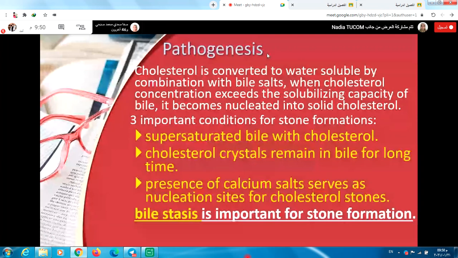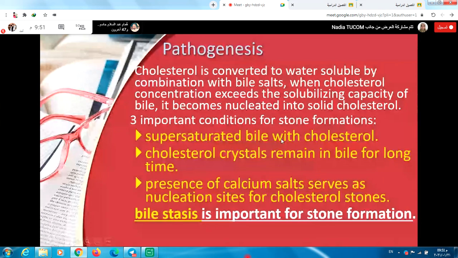Cholesterol is water insoluble. It is fat soluble, and it is converted to water soluble by combination with bile salts. So patients with cholesterol stones are sometimes treated with ingestion of bile salts to combine with extra cholesterol. When cholesterol concentration exceeds the solubilization capacity in bile, it becomes nucleated into solid cholesterol stones. There are three mechanisms important for formation of cholesterol stones. Supersaturation of bile with cholesterol, excess cholesterol as in triglyceridemia, obesity, certain drugs, oral contraceptives, and increased estrogen.